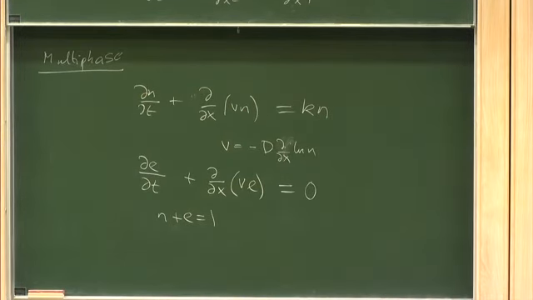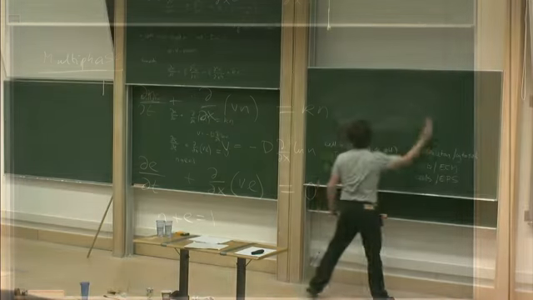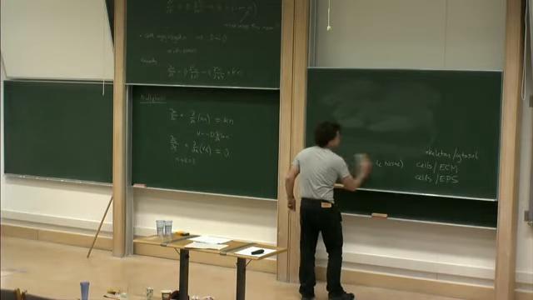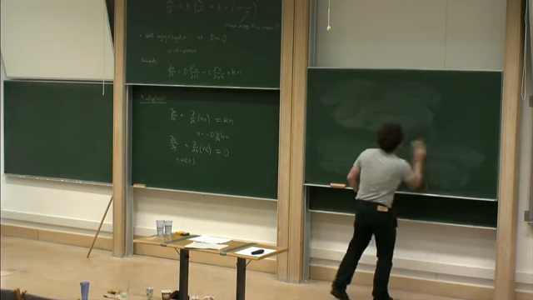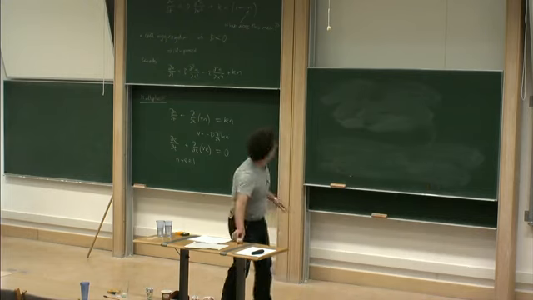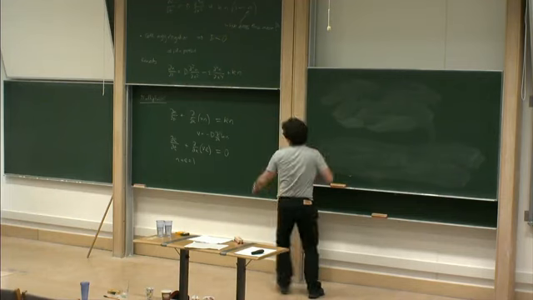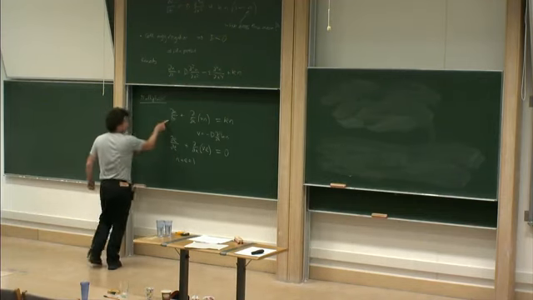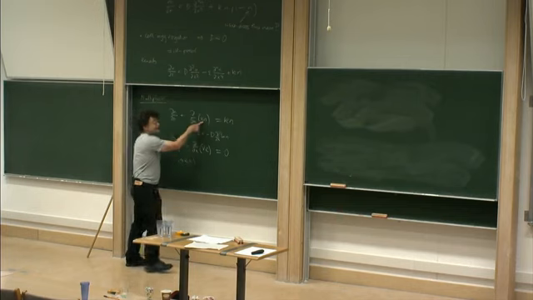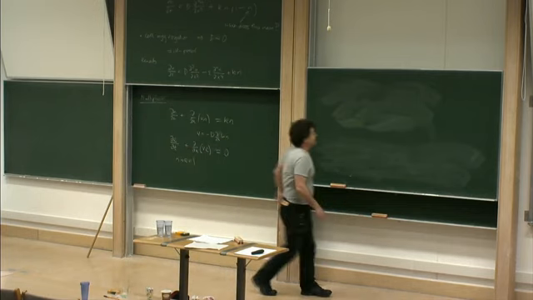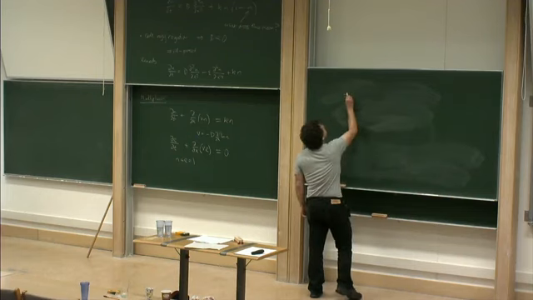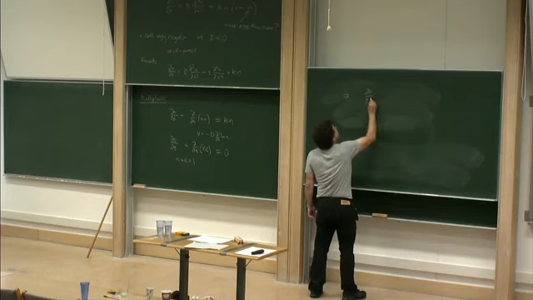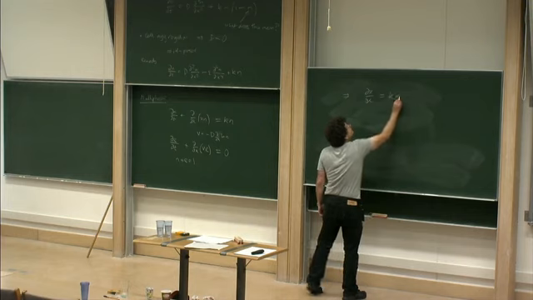So to see how that relates to the Fisher business, I'm going to add the two equations together and determine the velocity field. So add those two together, because n plus e is 1, those things add up to 0. The things inside the convective terms add up to 1 as well. So you end up with dv by dx is kn.